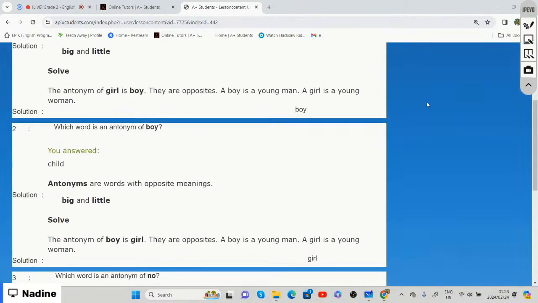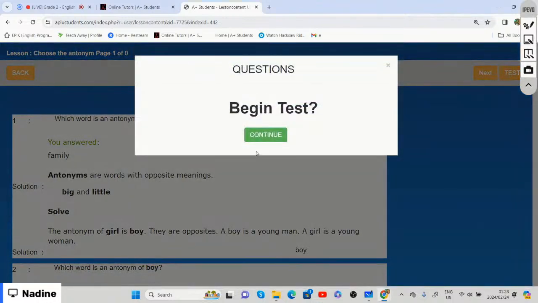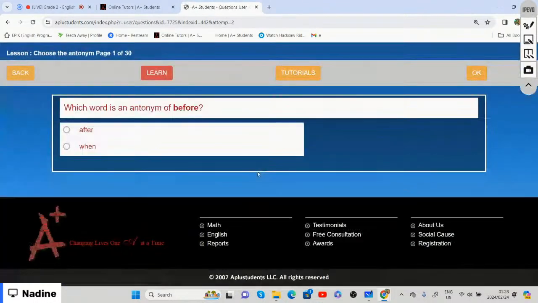Remember, we said that antonyms are words with opposite meaning. It is the opposite of the meaning, not the same word. No and yes is correct.